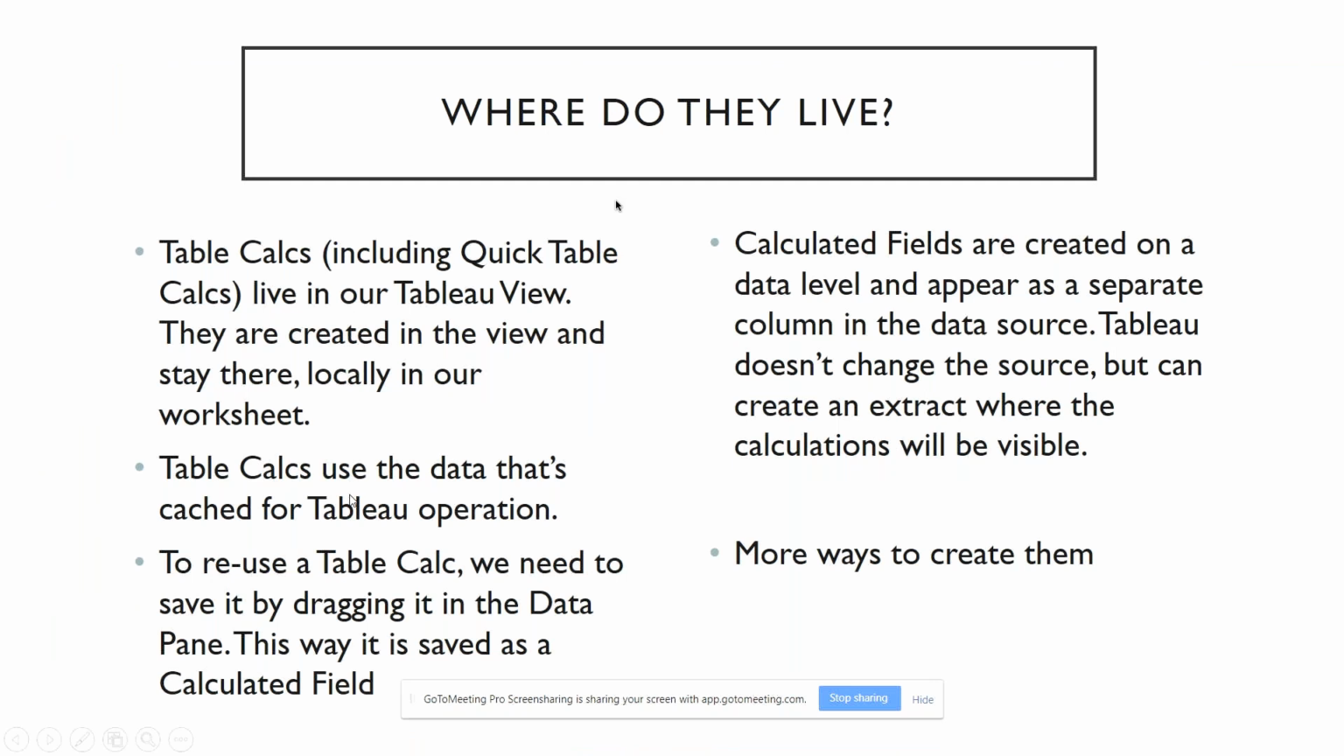So the table calculations are cached within the operational memory in the computer, which Tableau uses to run. If we create a table calculation and then we want to view it in another view or within another worksheet, we can actually transform the same thing into a calculated field. You can do that easily by just dragging and dropping it into the measures on the left, and it will transform into a calculated field.